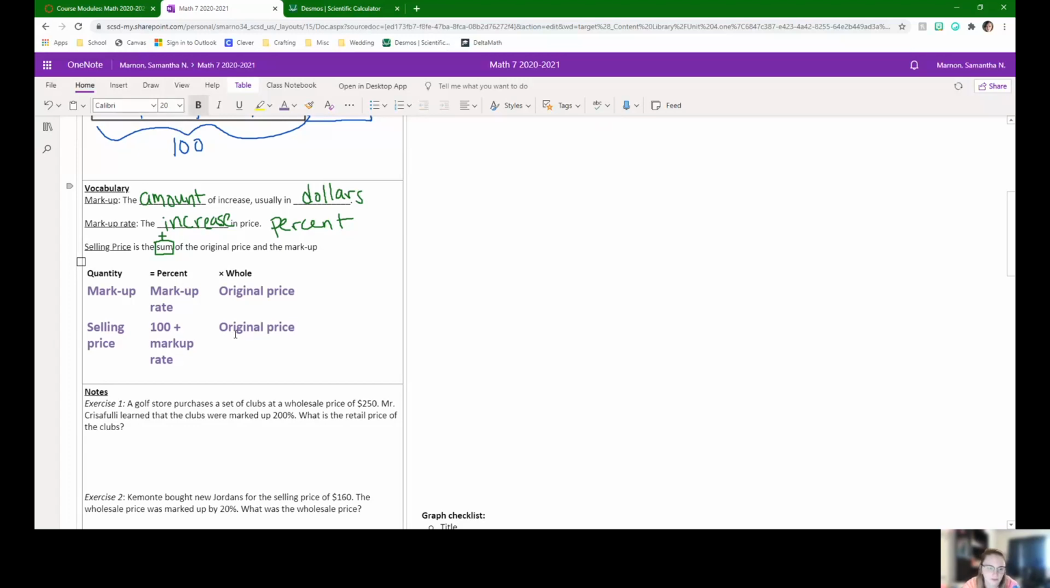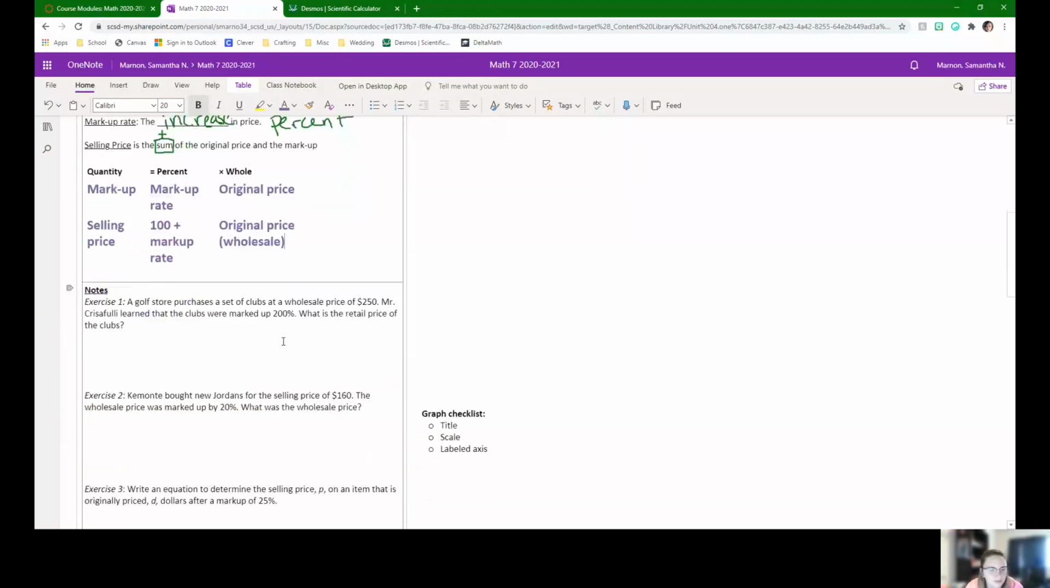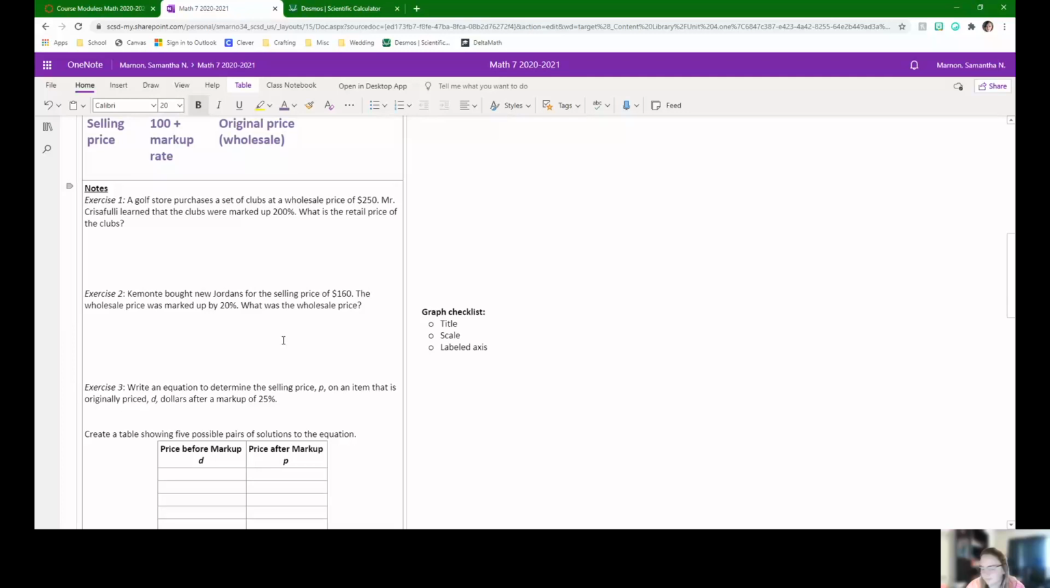Something important to note is that sometimes the original price is called the wholesale price. That's when we're talking about stores that buy things to sell. They buy it at wholesale, so they buy it really cheap from whoever is making it, and then they mark that price up to sell it to us. The nice thing about it being called wholesale is that it is our whole in our quantity equals percent times whole formula. So let's look at some examples.